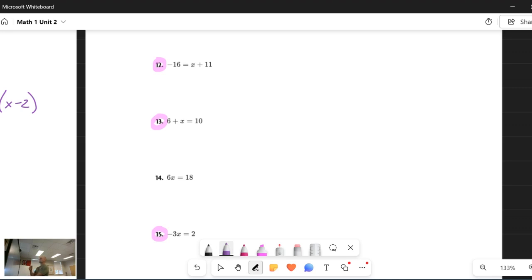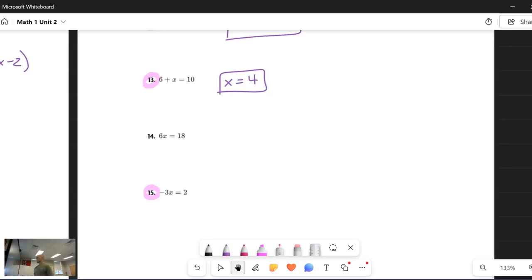So when we look here, all we're doing is getting x by itself. Subtract 11 from both sides, and we're looking at x is equal to negative 27. So then with 13, we're just going to subtract 6 from both sides. We get x is equal to 4. Awesome. And our justification is we're just using the addition property. We're just going through and doing our opposite. I'm sorry, that would be the subtraction property because we are subtracting.